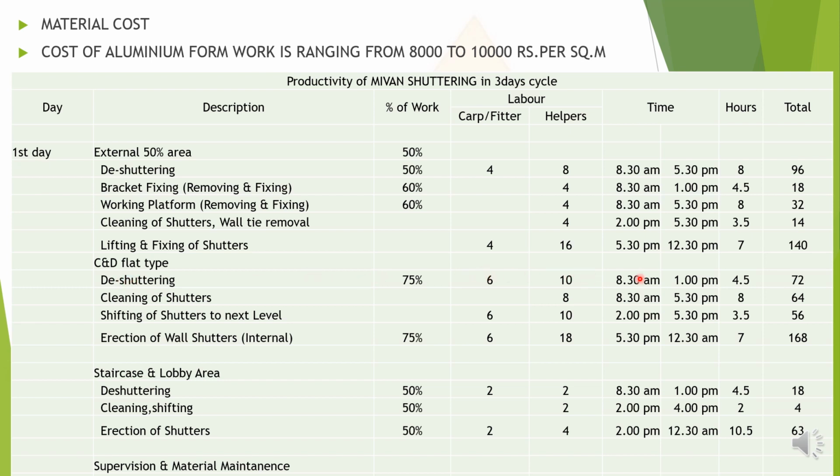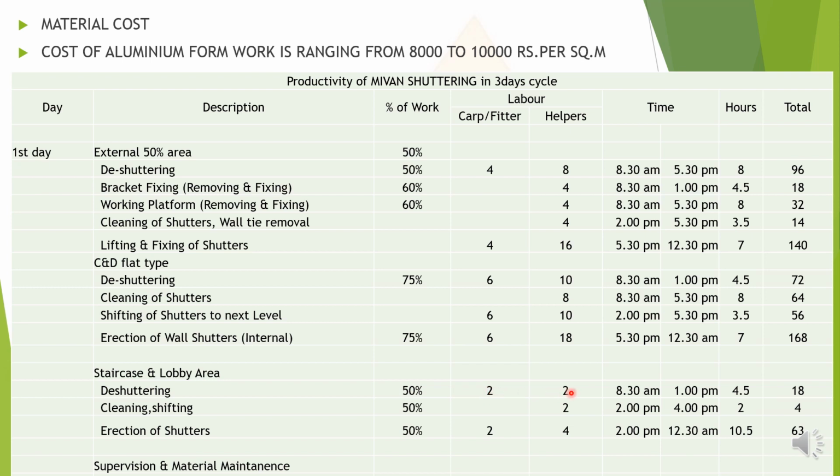Core and D flat type. De-shuttering 75%, 6 carpenters, 10 helpers, 4.5 hours, that is a total of 72 hours. Cleaning of shutters, 8 helpers, 8 hours, total of 64 hours. Shifting of shutters to the next level, 6 carpenters and 10 helpers, 3.5 hours, that is 56 hours total. Erection of wall shutters internally 75 percent, 6 carpenters and fitters, 18 helpers, 7 hours, that is 168 hours total.